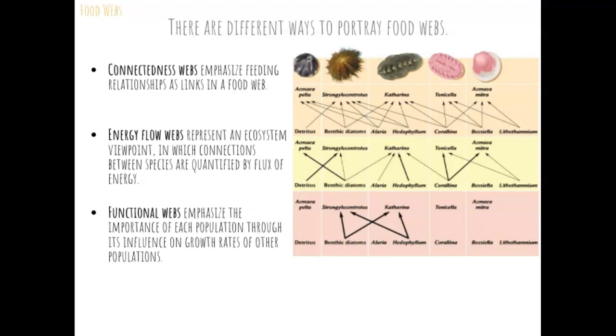We can also look at them as functional food webs. This is where we emphasize the importance of each population through its influence on the growth rates of other populations. So in this case, we have the Catharina, which is heavily influenced by the benthic diatoms and the Heterophyllum. And so we're saying that those are the organisms that influence that species the most.